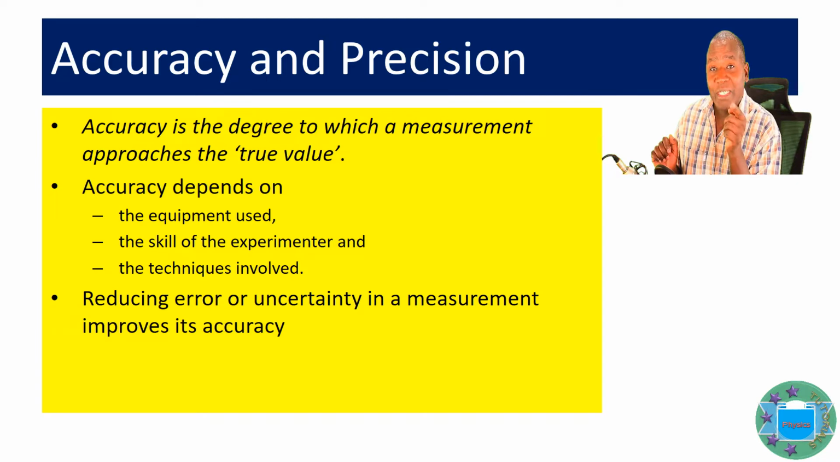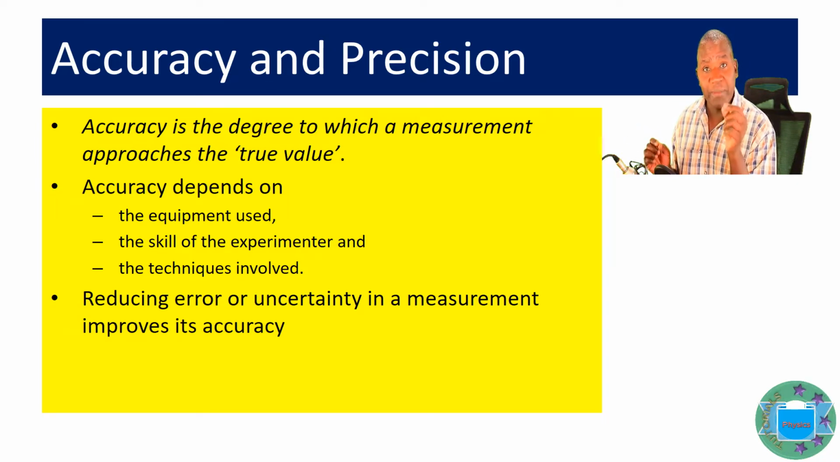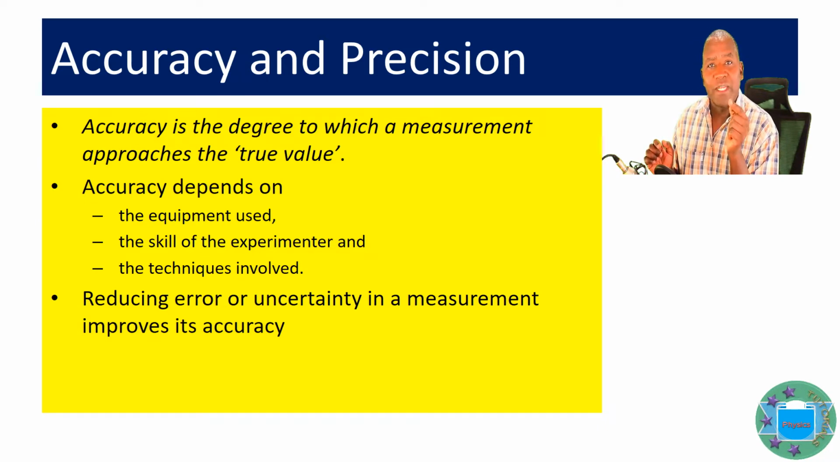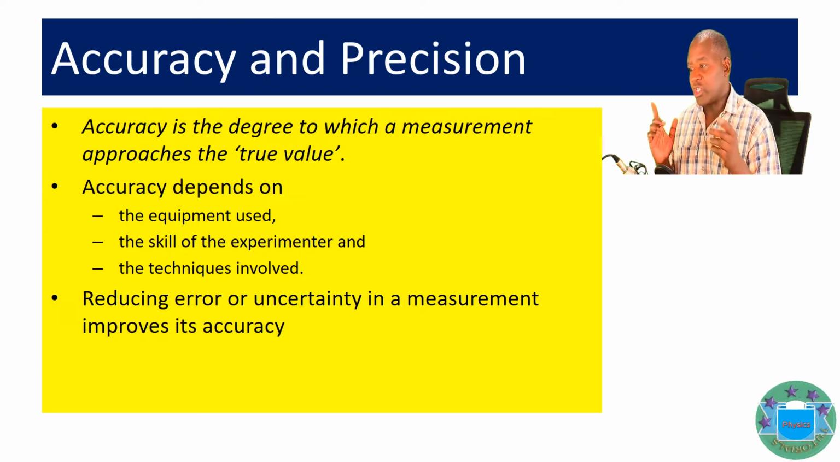So by accuracy, we mean the degree to which a given measurement that we have taken approaches the exact value that we are trying to measure, or the exact magnitude of the physical quantity we are trying to measure. What are some of the factors which affect accuracy of a measurement? There are three of them.